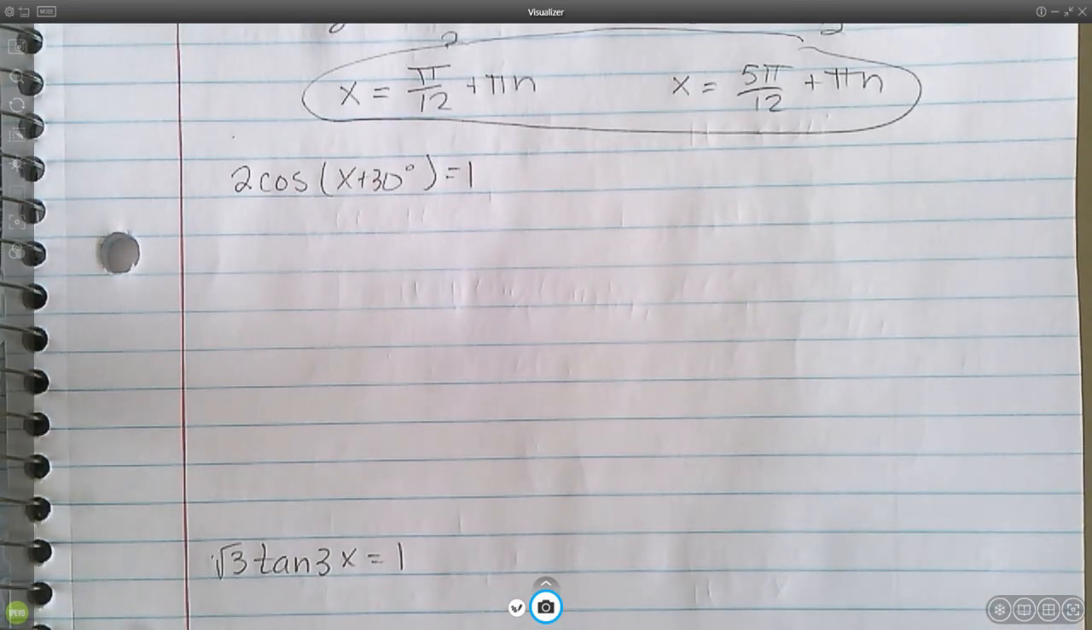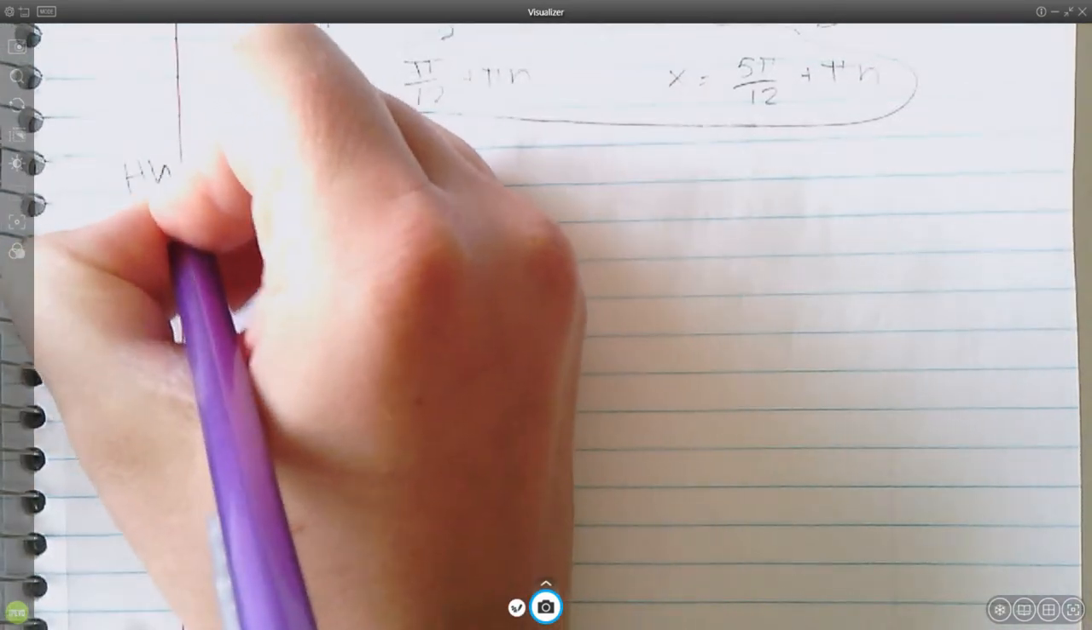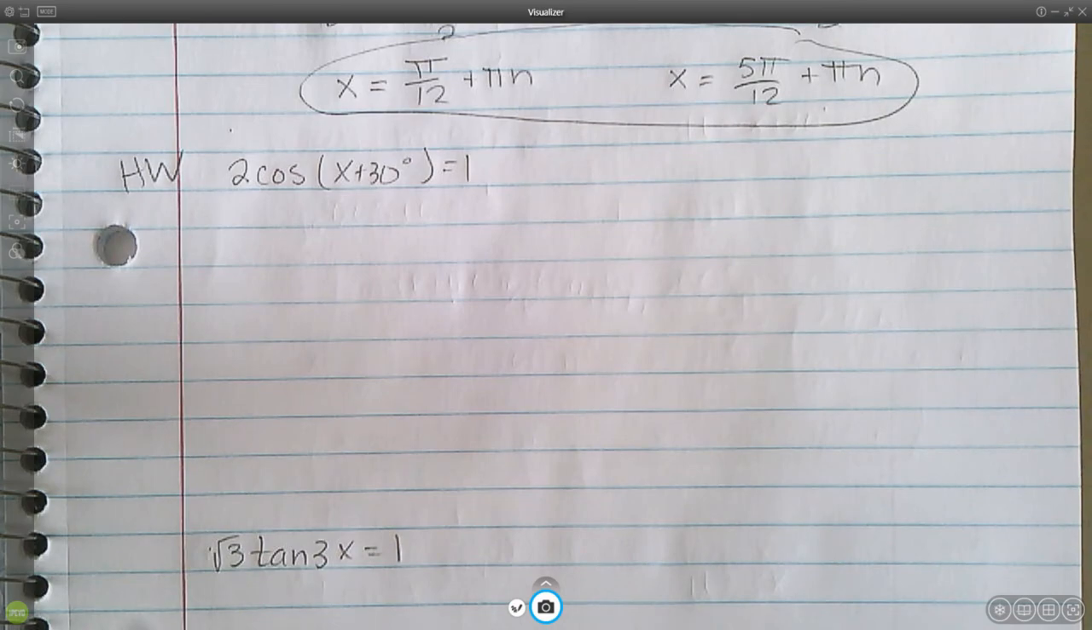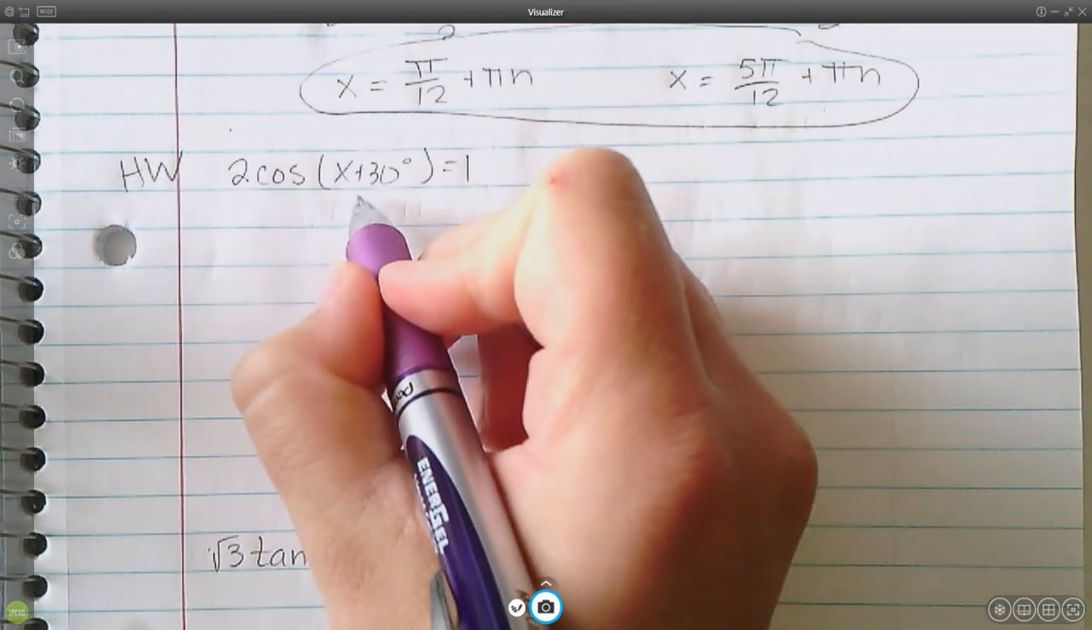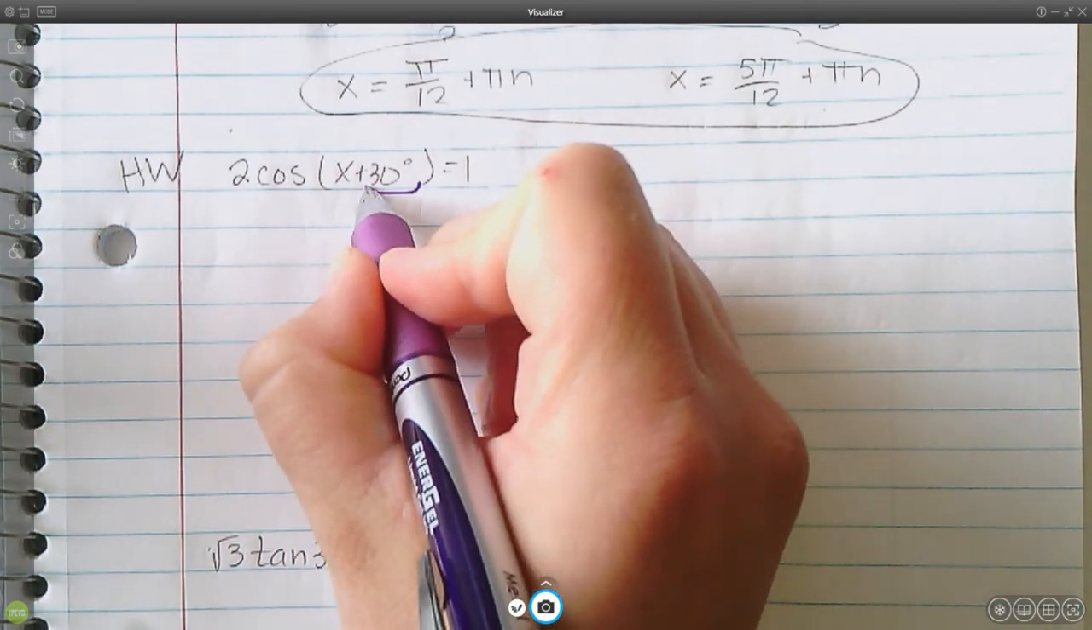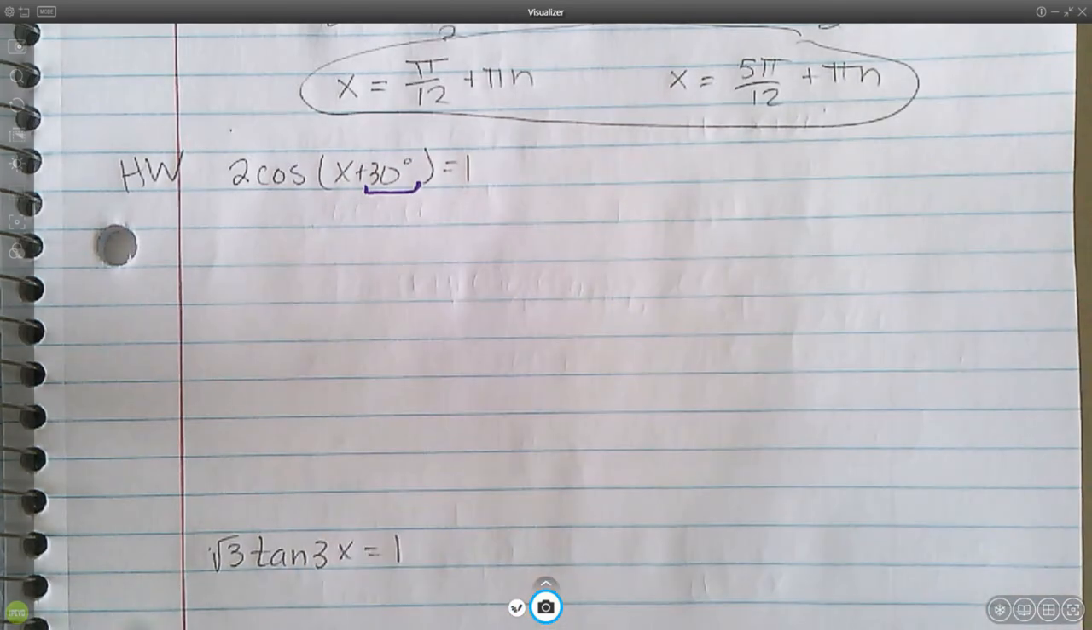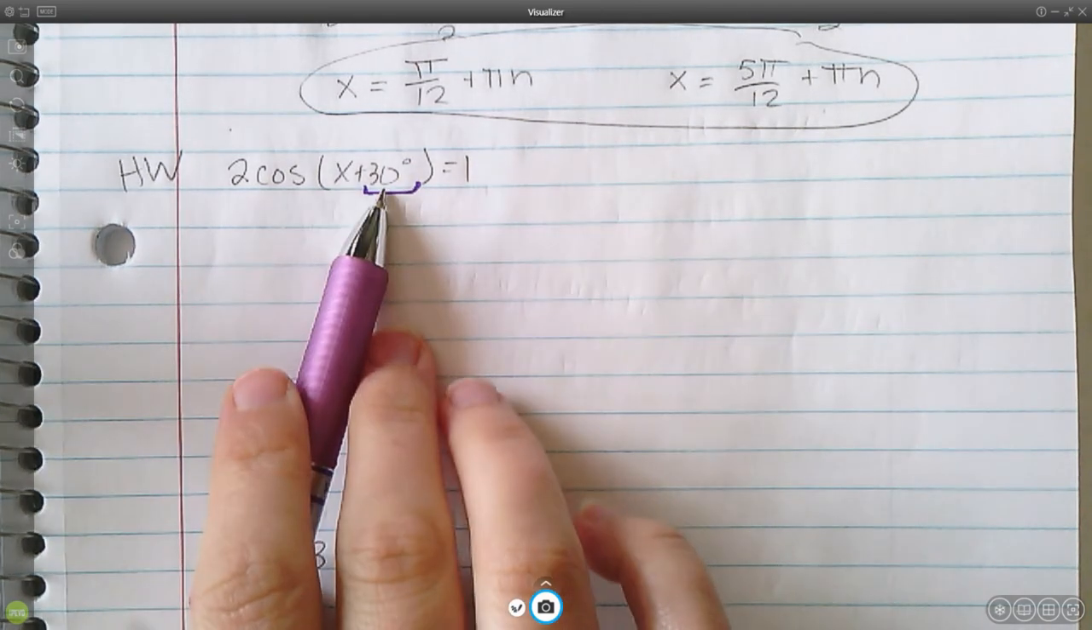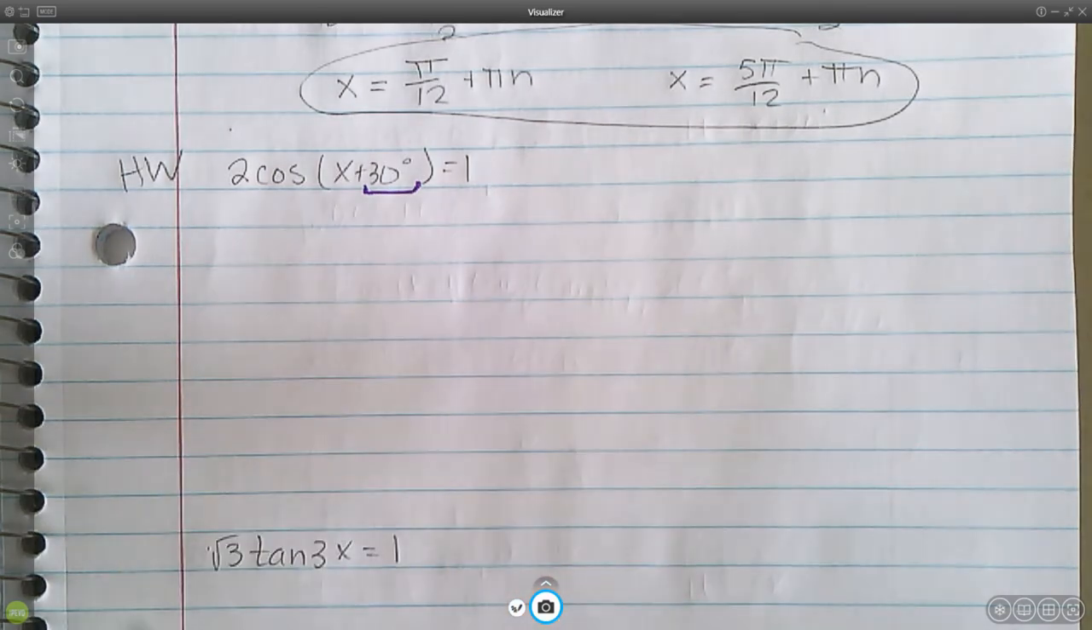This one is from your homework. So this is a homework problem. Right away, you should notice that this says degrees. So if in the original problem you have something that says degrees, you're going to keep everything in degrees. I know I said we want everything in radians. We do, unless it already tells you it wants degrees.